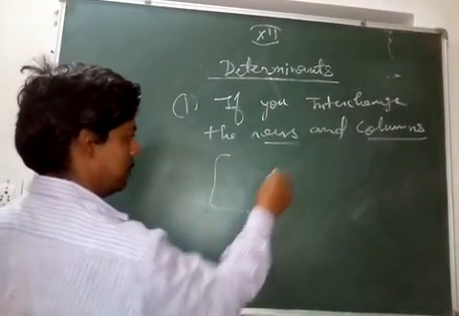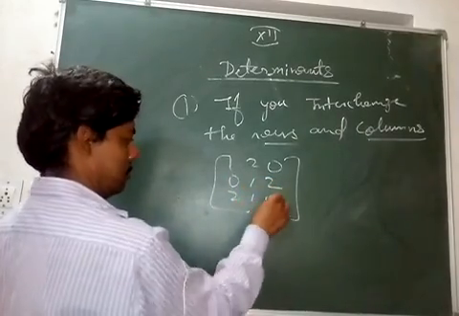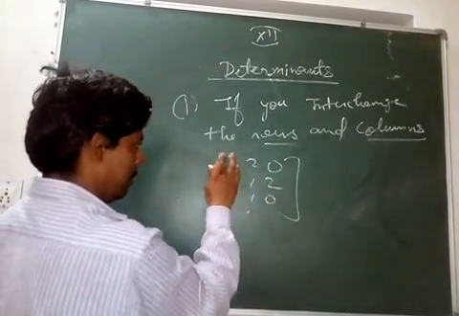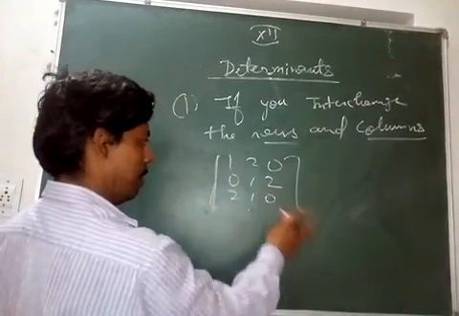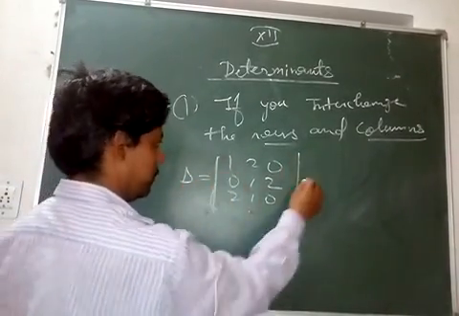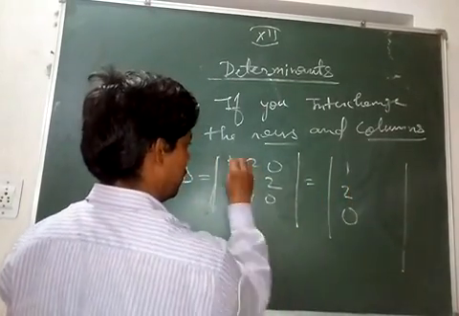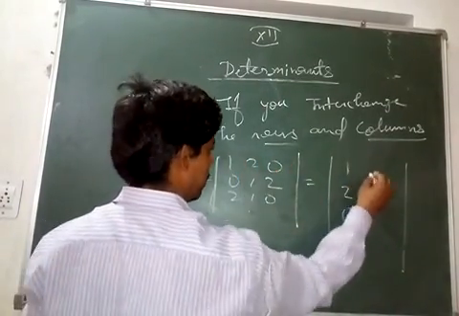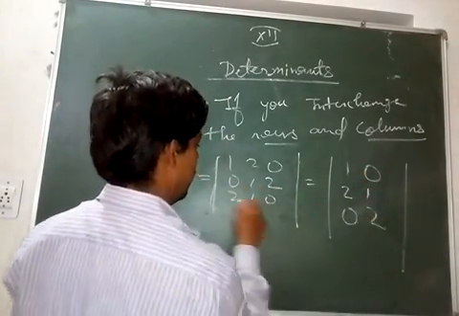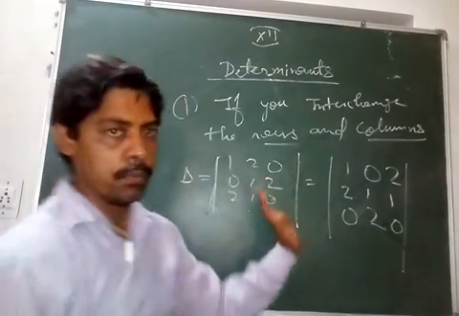For example, this is the determinant 1 2 0, 0 1 2, 2 1 0, something like this. This is a matrix, so in determinants we write this symbol, it's like modulus. If I take the transpose of this, 1 2 0 will come here, 0 1 2 will come here, and 2 1 0 will come here. So both the determinants should have the same value.